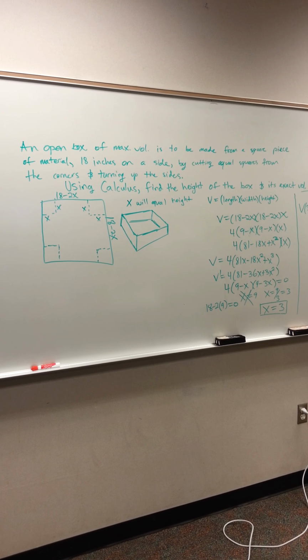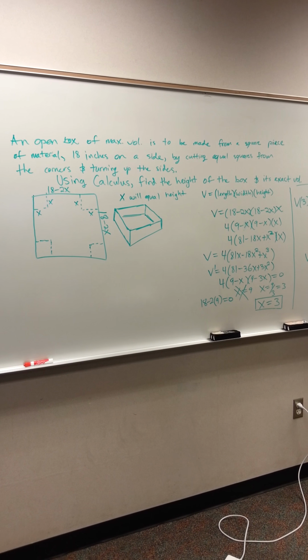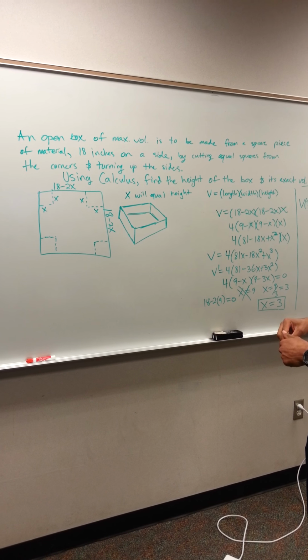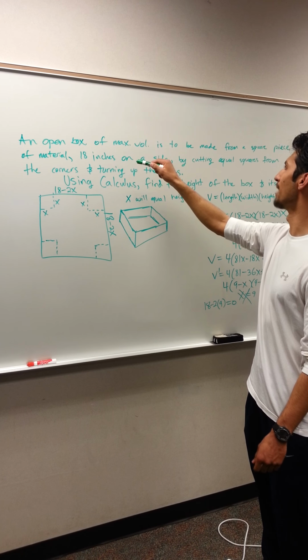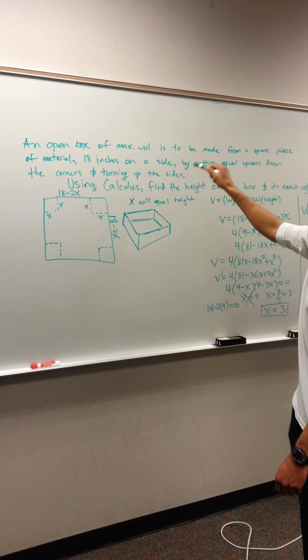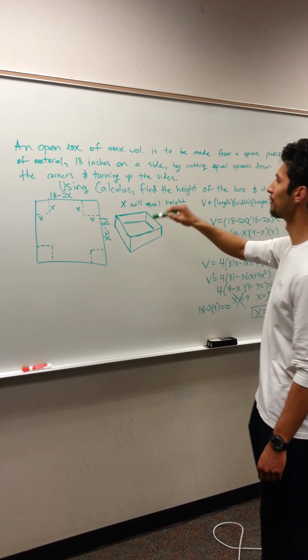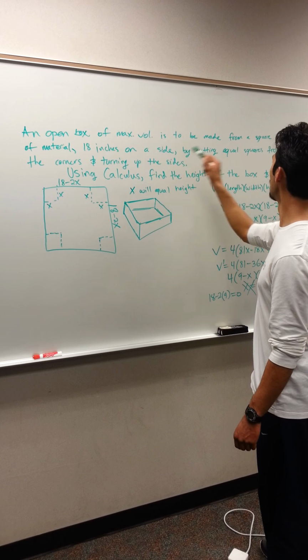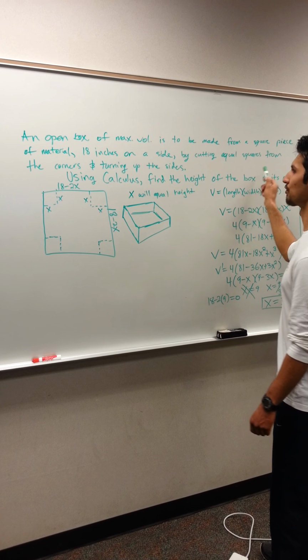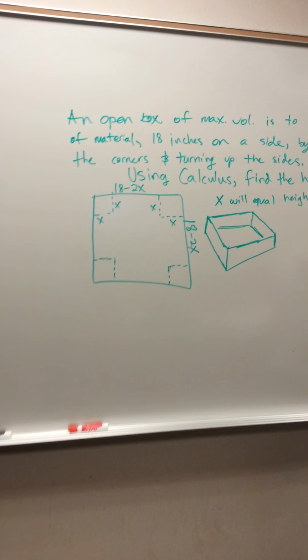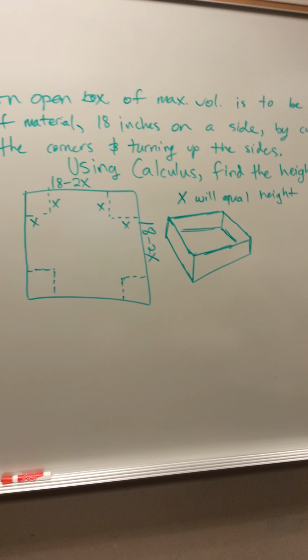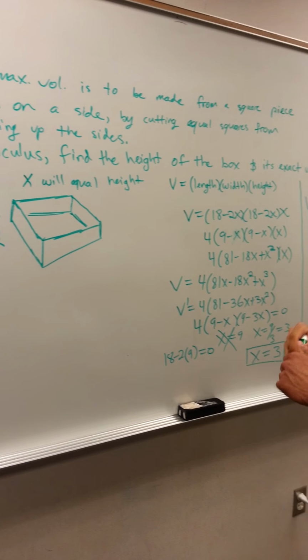So we have this optimization problem for calculus. This is what the question is asking us to do. We have an open box of maximum volume that is to be made from a square piece of material, 18 inches on the side, and by cutting equal squares from the corners and turning up the sides. Using calculus, find the height of the box and its exact volume.